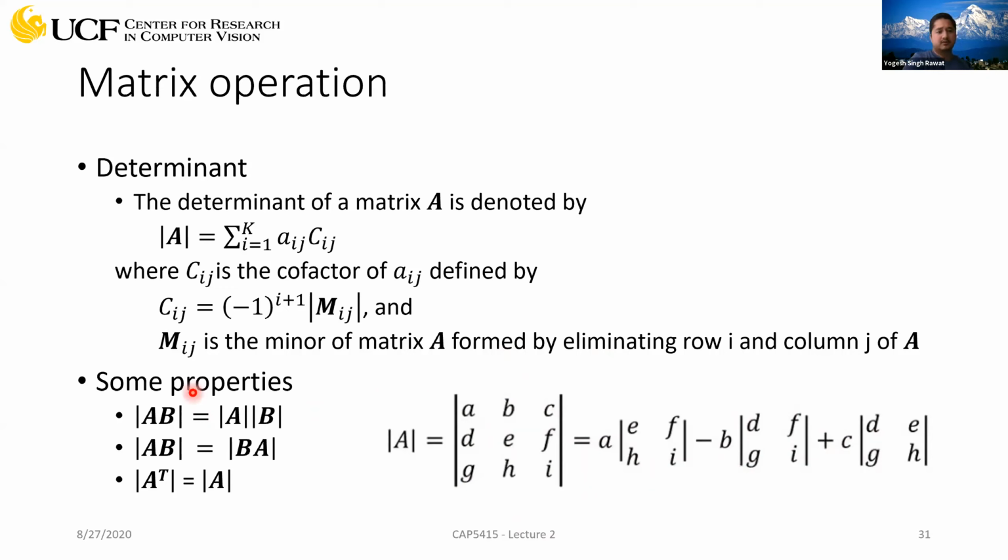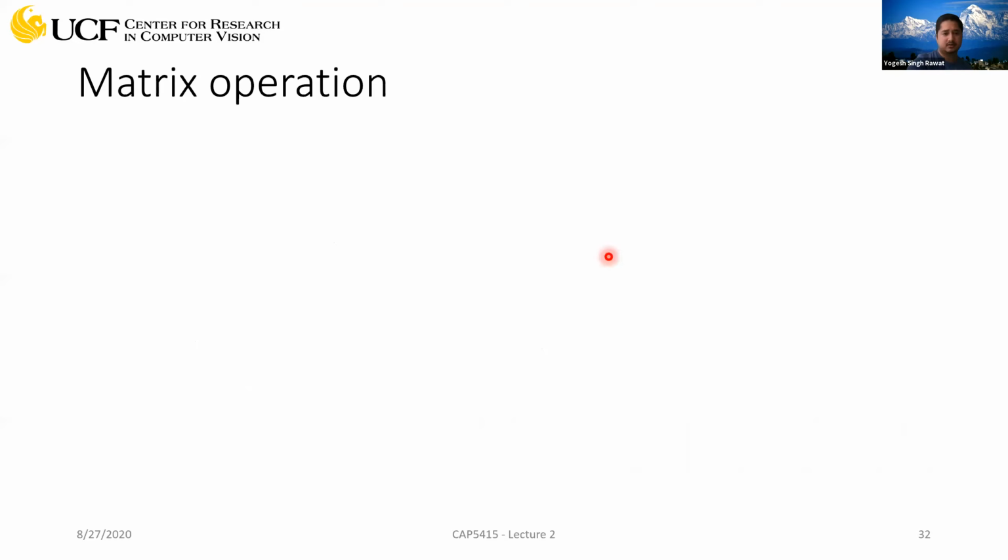And some properties of determinant. If you have to compute the determinant of multiplication of two matrices, you can compute the determinants independently and then multiply them. It won't change. And it's also commutative. If you're computing determinant of A cross B, and if you compute determinant of B cross A, it will be similar. Similarly, if you compute determinant of a transpose of a matrix, it won't change the value. So these are some simple properties which will be useful later on.